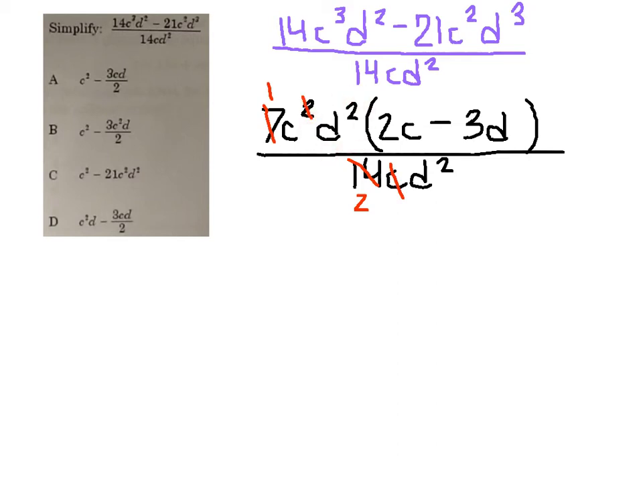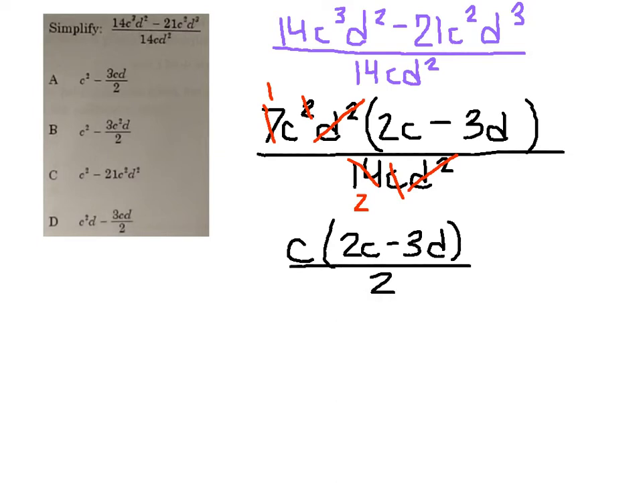And we have a D squared on the top and a D squared on the bottom. If we divide those, we get 1. Nothing's going to be left over, so we cross those out completely. So let me go ahead and rewrite that. I have 1C on the top. That's the same thing as just writing C, times 2C minus 3D. And if you look at the denominator, the whole thing is over 2 because everything cancels out.